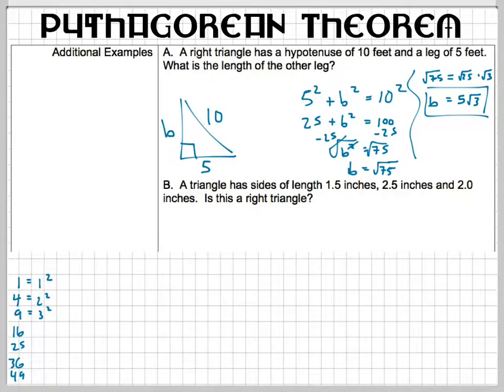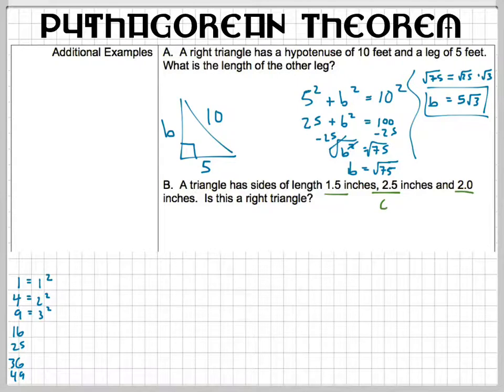It says a triangle has sides of length that, and that. Is it a right triangle? Well, there's one way you can test to see if it's a right triangle. The way you can test is by plugging it into the Pythagorean Theorem and see if it works. Okay, do you guys know which one's the C? Because that's the most important part. Which one's the C? 2.5.